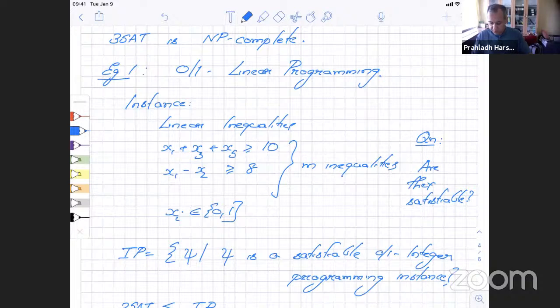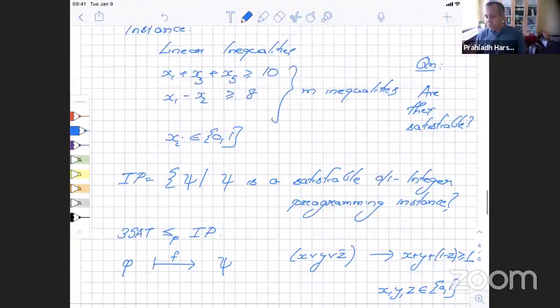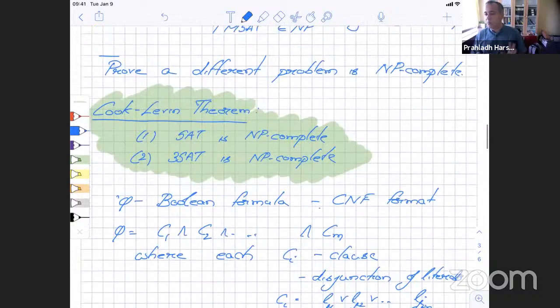Okay. So your question is a valid question. The question is, how do I do the reduction going the other direction? And I claim to you, I will not just show it for IP. We will eventually, by the end of this lecture, show it for every single problem in NP. I will give you a reduction from that problem to 3SAT.